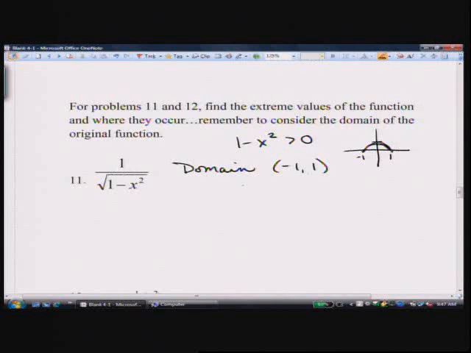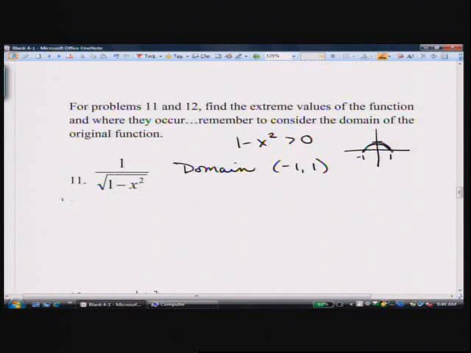And so on this one, we don't have a closed interval. So we're going to have to kind of make an argument as to whether we have a max or a min, looking at where our derivative is either undefined or 0. But if you look at it, let's go ahead and take our derivative.